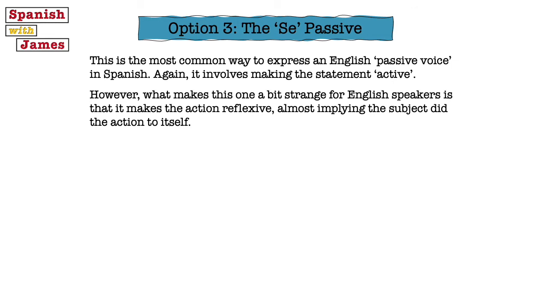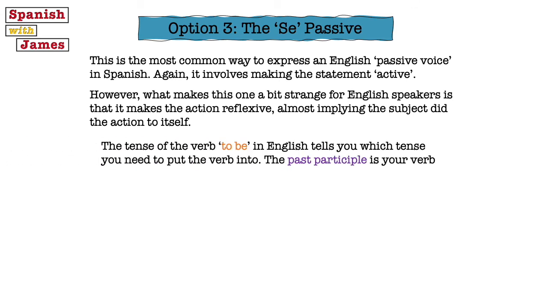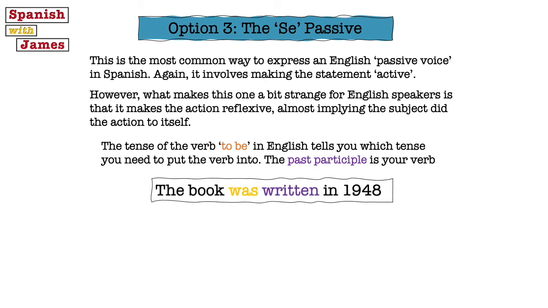until you get the hang of this, which is why this is such an important one to learn, because it's probably the most common way to express things that we in English would express as a normal passive statement. In Spanish, this is how most of the time those statements are going to sound. So the tense of the verb to be in English tells you which tense you need to put the verb into, and then the past participle is the verb that you're going to use. So for example, the book was written in 1948.